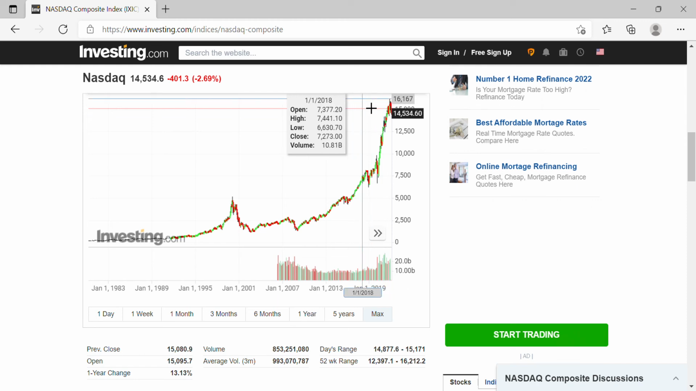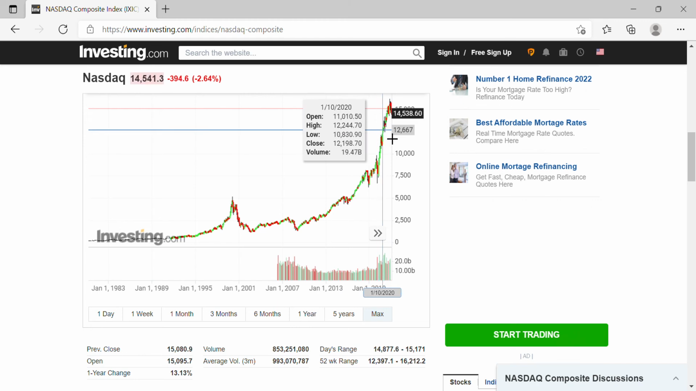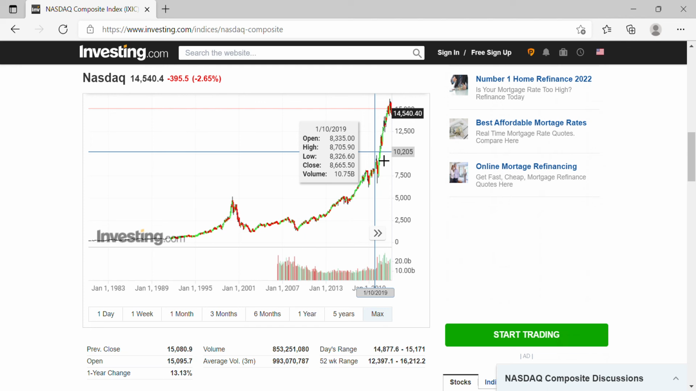Now, where do I think this could pull back to? You've got the 52-week range low up there about 12,397. You go round that up to 12.5. 12.5 would be right here, right? But if I was looking at this from a chart perspective, if this was a day trade chart for me, I'd be looking at 10,000 because it's a good, huge round number. You get the 52-week low, 12.5. Your next target would be down there at 10,000.